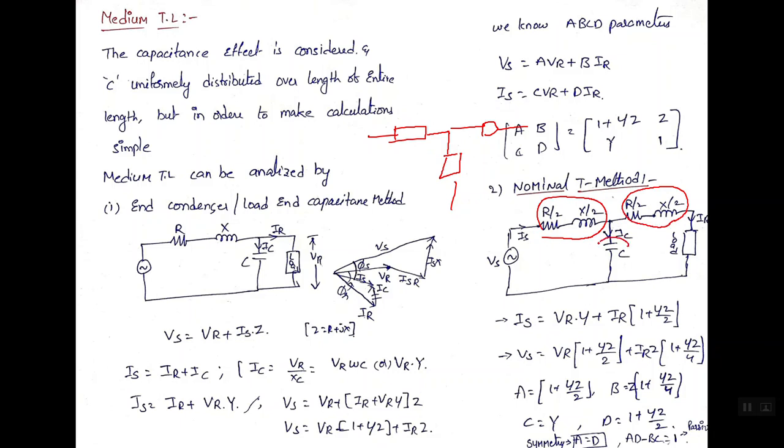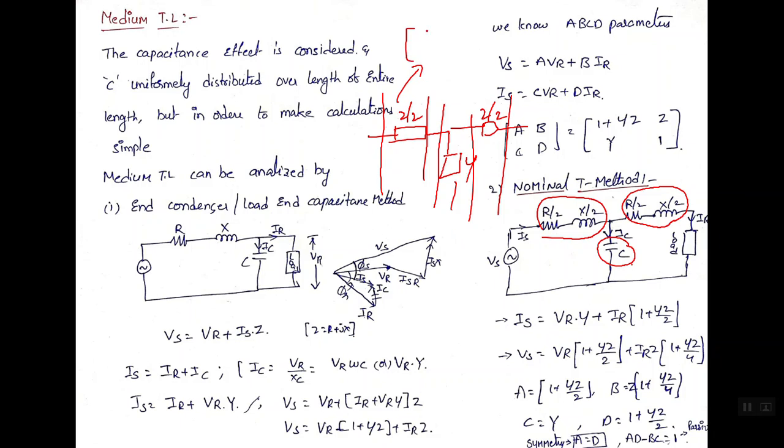Here they are taking the capacitance. That means R by 2 plus jX by 2 is nothing but we can say Z by 2. Here also they are taking Z by 2. Here they are taking Y. Okay, how to model this? Just simple, friends. By the formulas it is difficult, but by using this trick you can easily solve this.